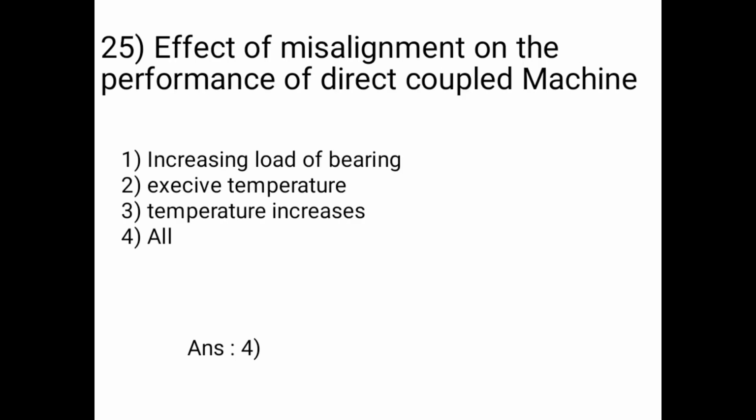Question number 25: effect of misalignment on the performance of a direct coupled machine. Options are increasing load on bearing, excessive temperature, temperature increases, fourth is all. So the answer is all options are correct. Means the effect of misalignment on the performance of a direct coupled machine is increasing load on bearing and excessive temperature increase.